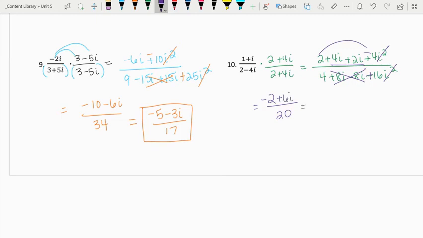Again, that's a good answer. If we got that far, that's great. But we can simplify it because all three, again, are divisible by 2. So we would get negative 1 plus 3i over 10.